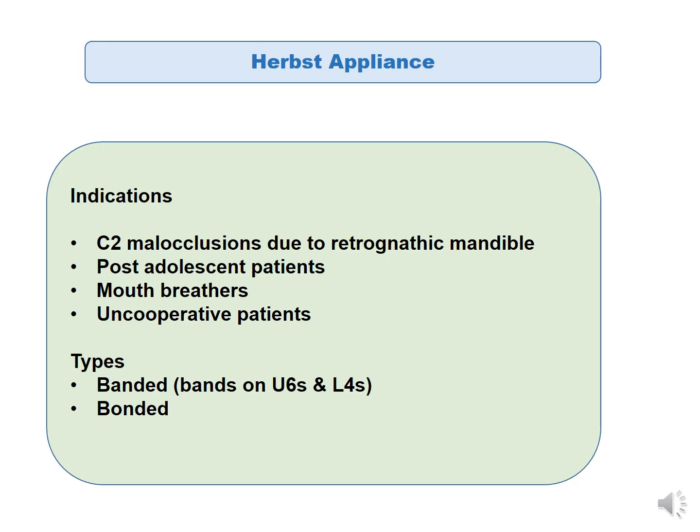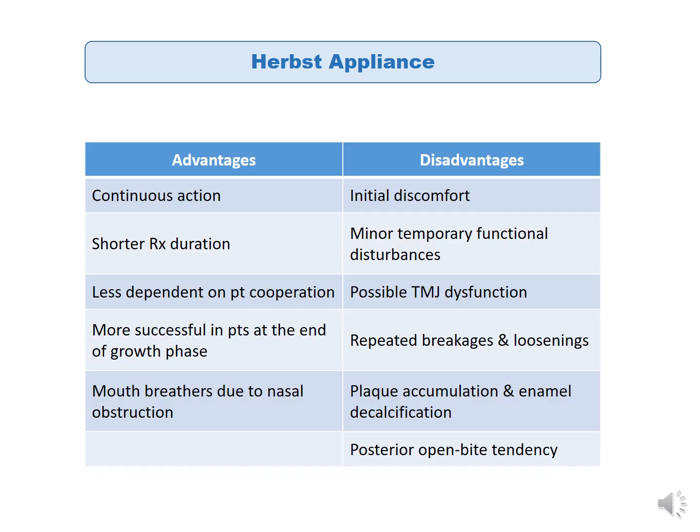There are two types of Herbst appliance. One is the banded type, whereby you have bands on the upper sixes and lower first premolars. The other type is the bonded type of Herbst appliance. The advantages of the Herbst appliance are that it provides continuous action since it cannot be removed by the patient, shorter treatment duration, less dependence on patient cooperation, and it's more successful in patients who are at the end of the growth phase. It's also useful in mouth breathers who have the habit due to nasal airway obstruction.